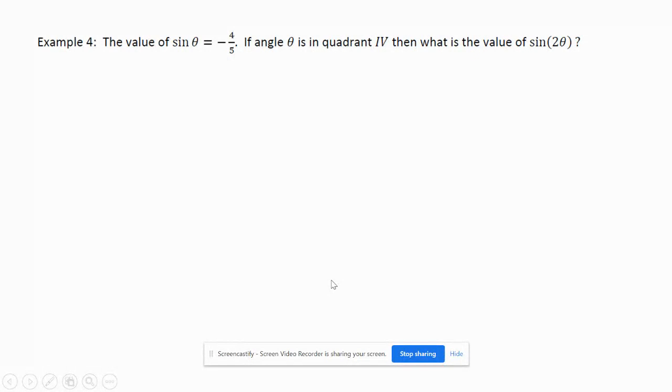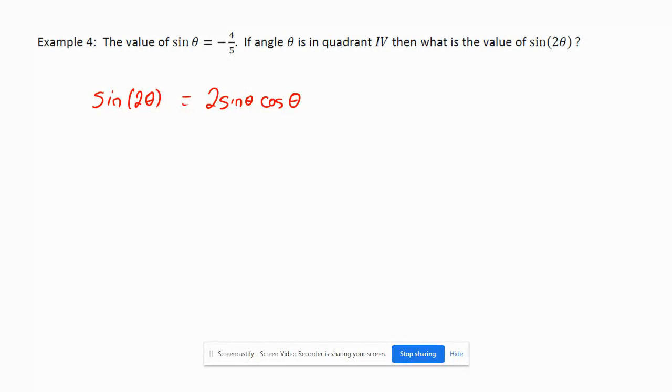All right, example 4. The value of sine theta is -4/5. If angle theta is in quadrant 4, then what's the value of sine 2 theta? Okay, so for this question, sine 2 theta off our formula sheet is equal to 2 sine theta cosine theta.